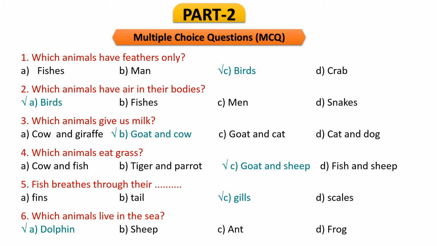Then question number 6. Which animals live in the sea? There are four options. Option A, dolphin. Option B, sheep. Option C, ant. And option D, frog. We know that only dolphin lives in the sea and the rest of them live in different places. So the answer is A, and we will mark a tick beside A.